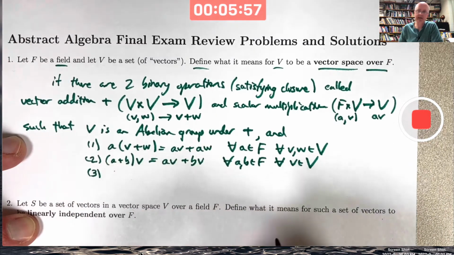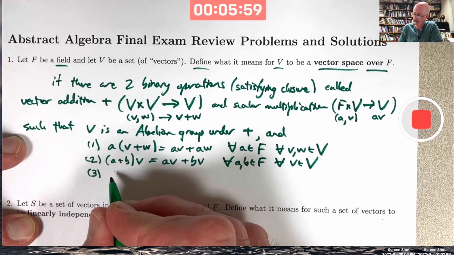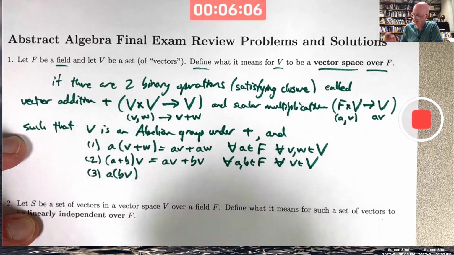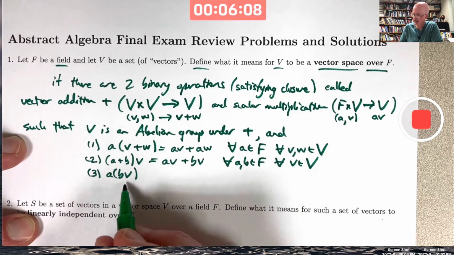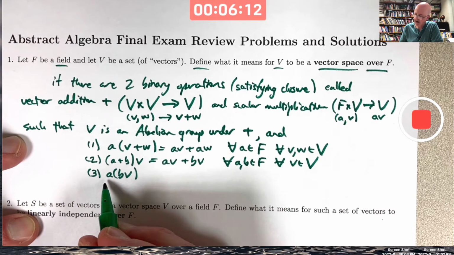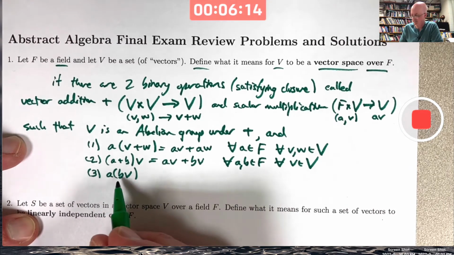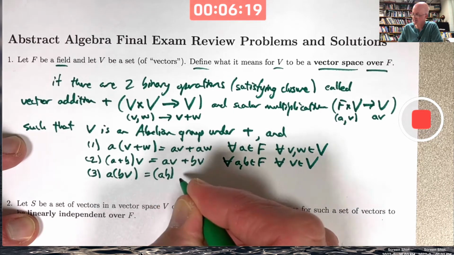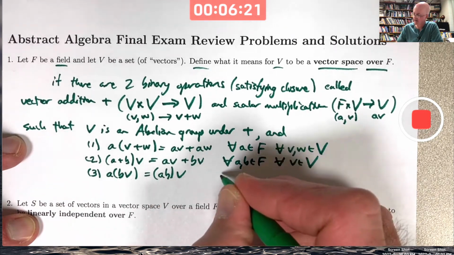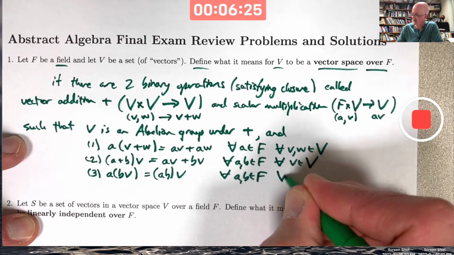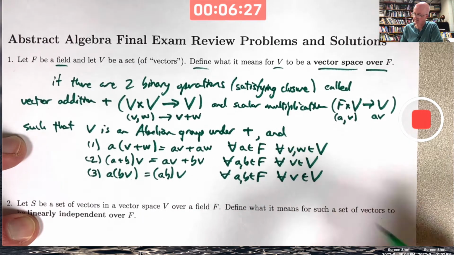The third property is an associative property. If you've got two scalars a and b and a vector v, you could do two scalar multiplications like this. Take the vector v and multiply by b first to get a vector bv, and then multiply by the scalar a to get a(bv) in parentheses. That is the same as multiplying the scalars first before you multiply times the vector. That's also true for all a, b in the scalar field F and all vectors little v in capital V.